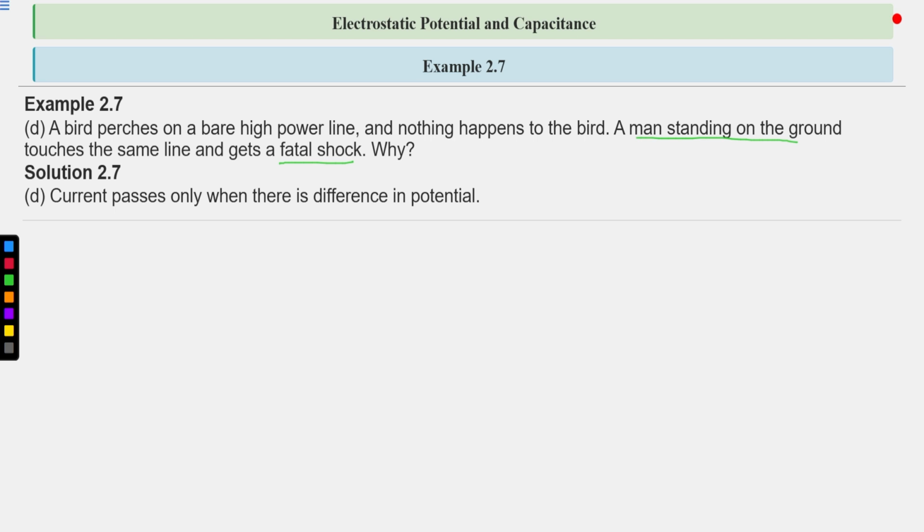But when a bird sits on the high voltage power line, it is not in contact with the ground. Both feet of the bird are on the same power line. So the potential difference between the feet of the bird is 0. So there is no flow of charge through the body of the bird. But if the bird touches another power line, it will get a shock. You may have seen that if a bird's wing or any body part touches another wire, this will result in a shock to the bird also. But with a single power line, it will not result in a shock.